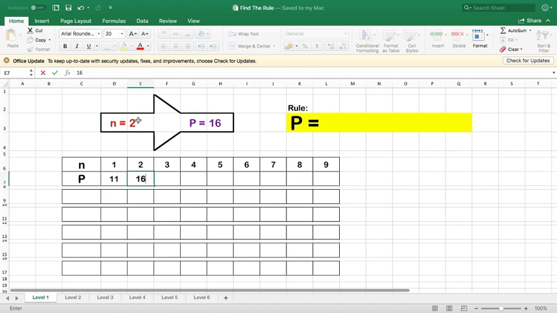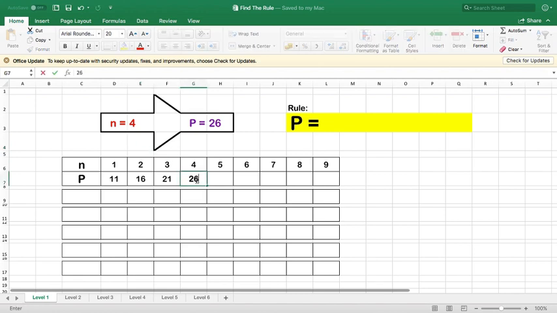Okay, well I guess we need to try and find it for 3 to see a pattern. So when n equals 3, press enter, and we get 21 out. And I'm starting to notice that these are going up by 5 every time. So I should expect the next one to be 26. Let's try that. So when n equals 4, p equals 26.